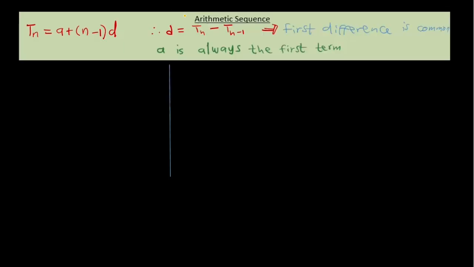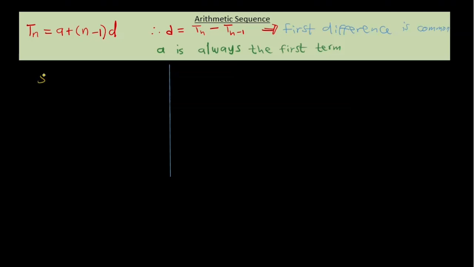For starters, what is an arithmetic sequence? An arithmetic sequence is a sequence in which the first difference. Let's use an example to explain what first difference means. By the way, if you haven't watched the video that I've made on quadratic sequences, please make sure that you do watch it. That will help you to better understand what we'll be talking about today.